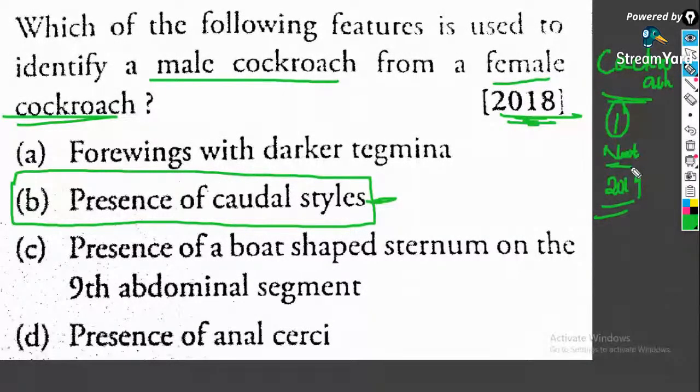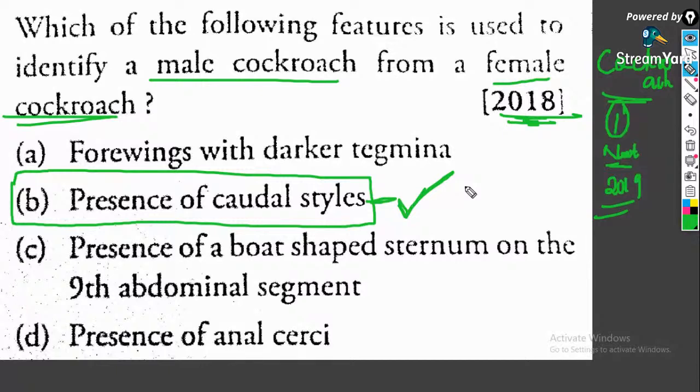So please study all these things. The digestive system of cockroach diagram, very, very important. Read the part of nervous system of cockroach also. You can expect a question. So the correct answer for this question is, how can you distinguish between a male and a female cockroach? Presence of caudal styles. So males bear a pair of short thread-like anal styles which are absent in female.